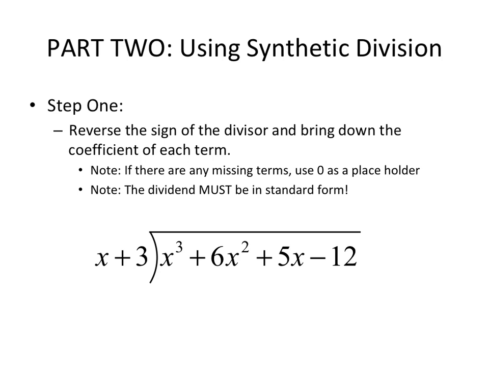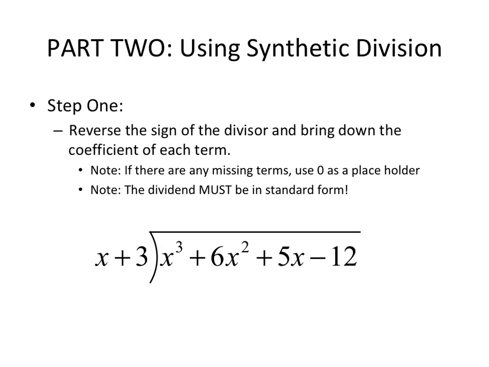So when using synthetic division, we only write down the coefficients of each term in our polynomial. And as I've written up here, if any term is missing, you use 0 as a placeholder, just like I did in long division, and the dividend must be in standard form. If it's not, you will not get the correct answer.